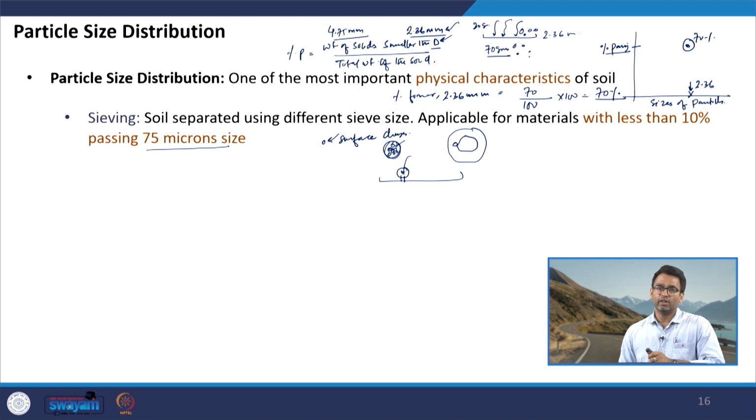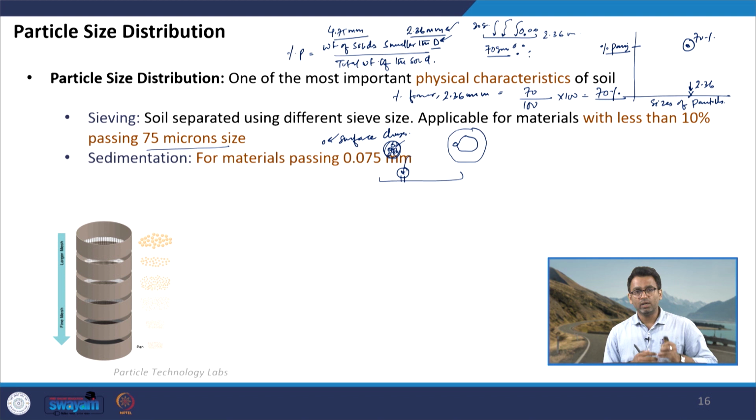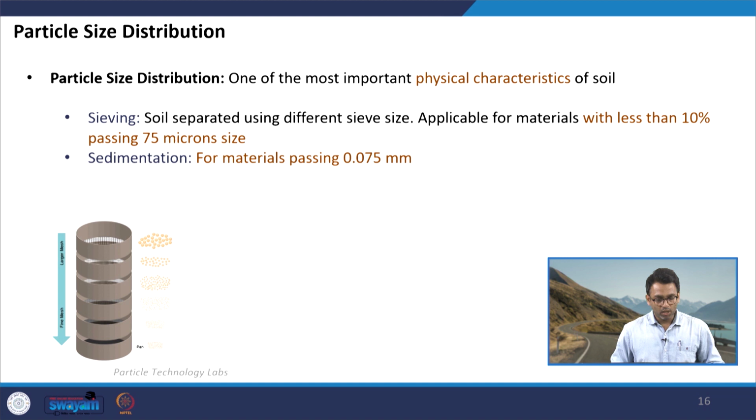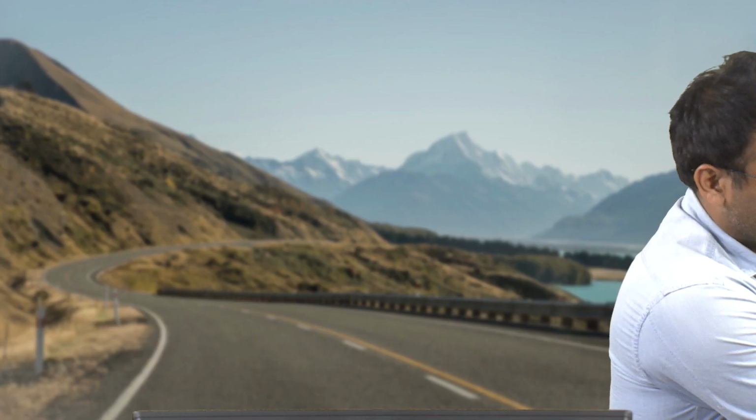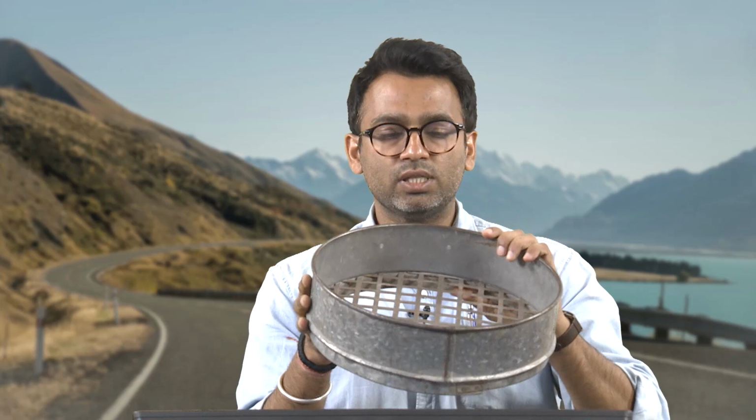If the soil mass has more than 20% material passing 75 micron sieve, then we have to go for sedimentation analysis. Before discussing sedimentation analysis, as I was discussing about the sieve analysis, let me just show you some of the sieves which I have with me presently, just to give you an idea about how sieves look like. So, you see this is a sieve, you can see we have square apertures here corresponding to a specific size. So, this is basically a 19 mm sieve in my hand.